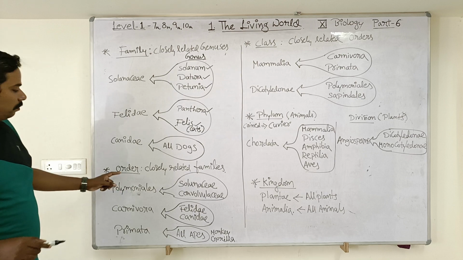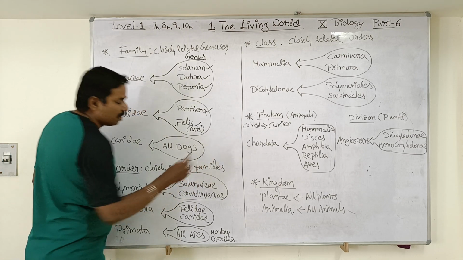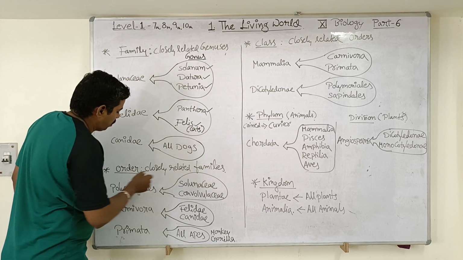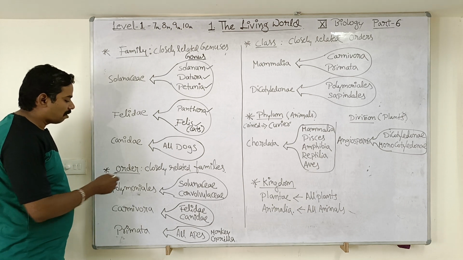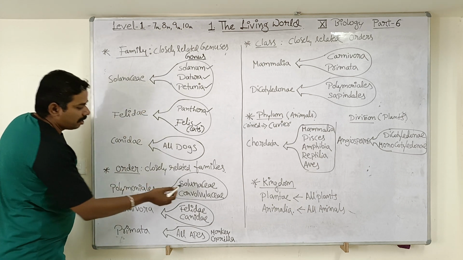What is an order? Order is a taxon which includes closely related families. Several closely related families are kept in a taxon called as order. Now let us see examples. Solanaceae is a family here.